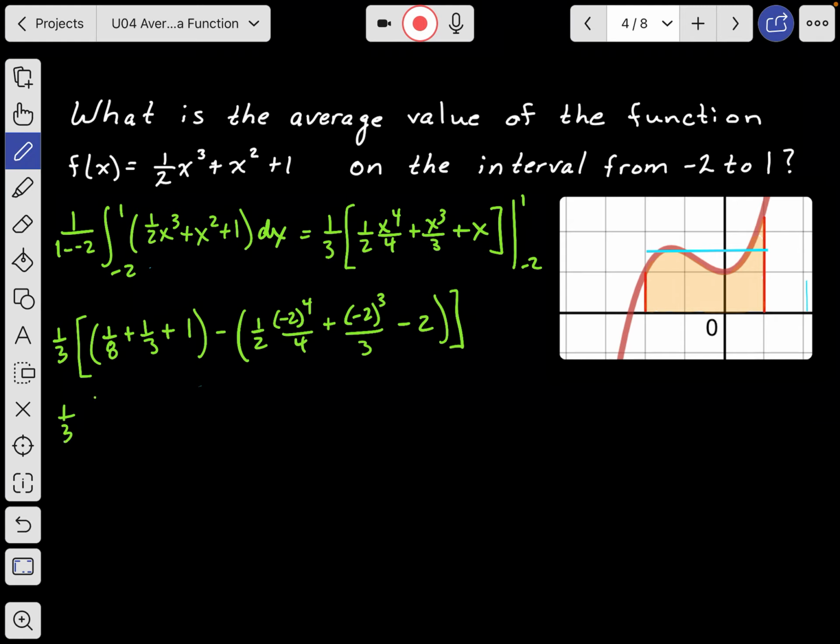And I need a common denominator, so in this first set of parentheses, that's going to be 24, and so that would be 3 24ths plus 8 24ths plus 24 24ths. And I think I need to clean up still a little bit more. So -2 to the 4th is 16/4, which is 4, and half of that is 2. And then -2 cubed is -8.